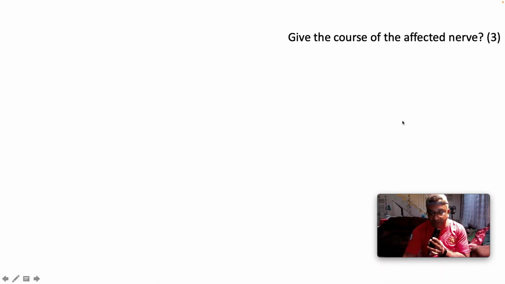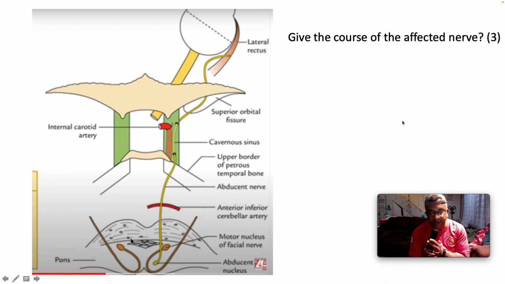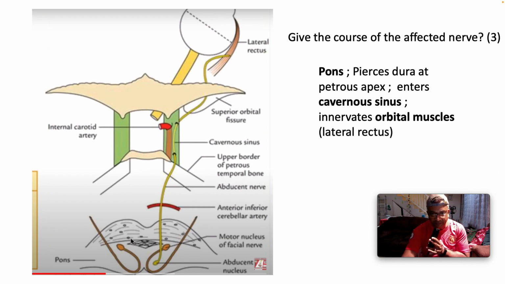Give us the cause of the affected nerve for 3 marks, right? So here we have a handy diagram. So the 6th nerve, or the abducens nerve, right? So here we have the nucleus of the abducens nerve sitting in the pons, right? Now we look at the tract of the nerve. What happens is it pierces the dura at the petrous apex. It goes all the way up, passes the anterior inferior cerebellar artery.